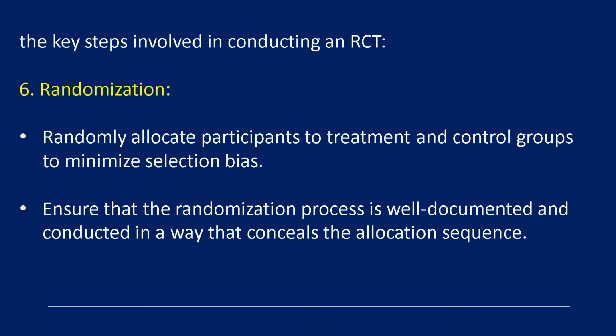Sixth step in an RCT is randomization. Randomly allocate participants to treatment and control groups to minimize selection bias. Ensure that the randomization process is well documented and conducted in a way that conceals the allocation sequence. Allocation concealment is also very important in a well conducted randomized controlled trial.